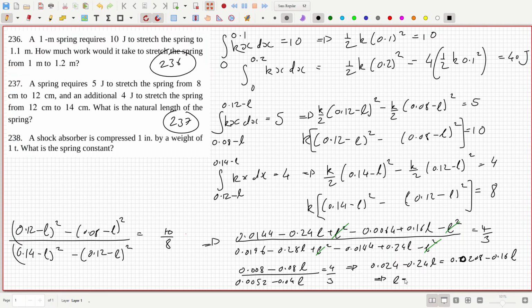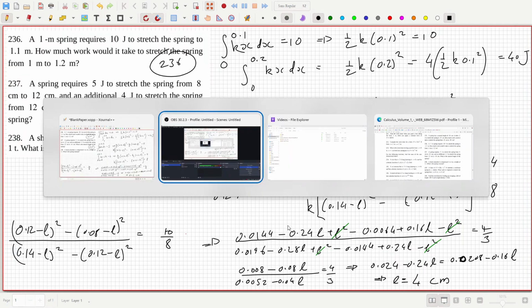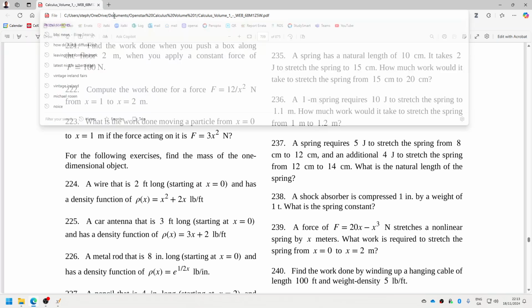So that would be 0.024 minus 0.0208 divided by 0.24 minus 0.16. So that would be 4 centimeters for the L. What is the natural length of the spring? Let us find out.